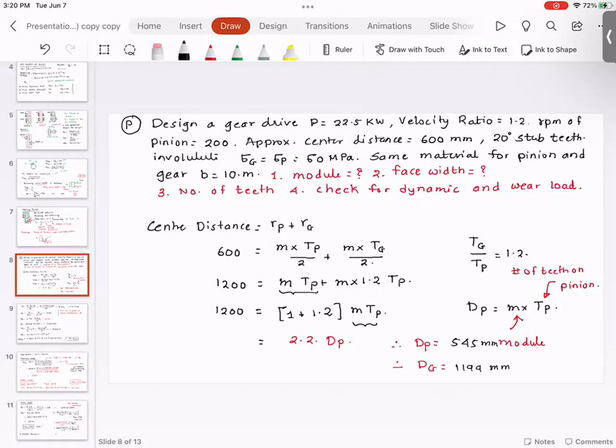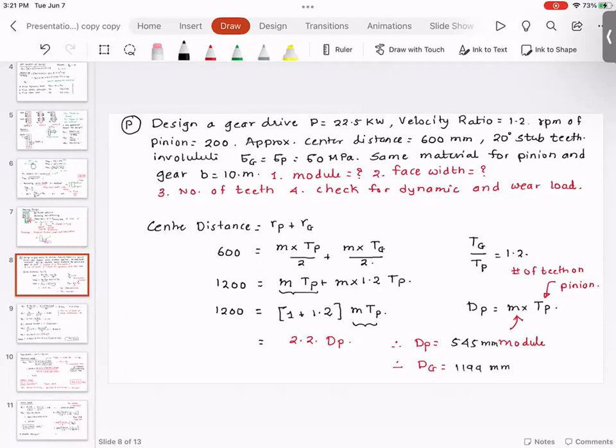In the spur gear design, the power is given to us, 22.5 kilowatts. Velocity ratio is given to us. RPM of the pinion is given to us. And the approximate center distance is given to us. Now, please try to understand, center distance looks like a benign requirement, but it could be difficult to meet.